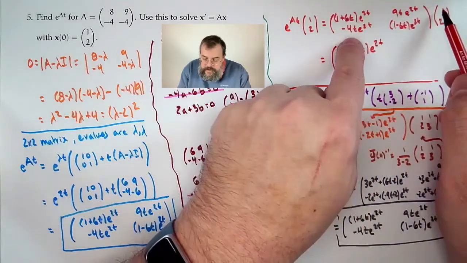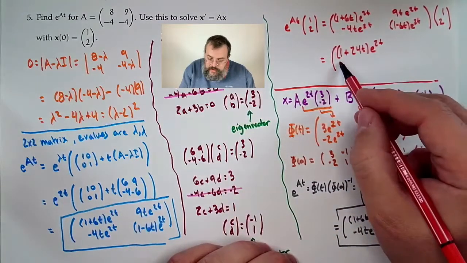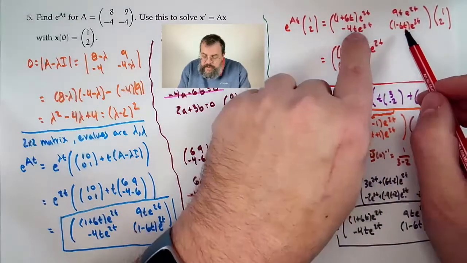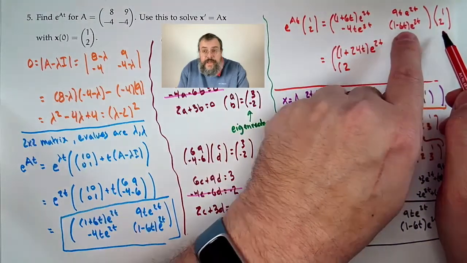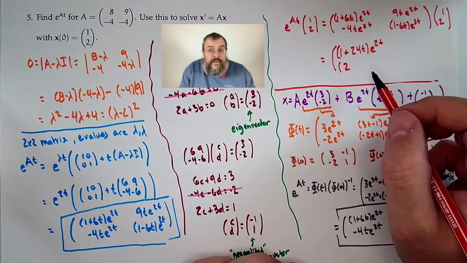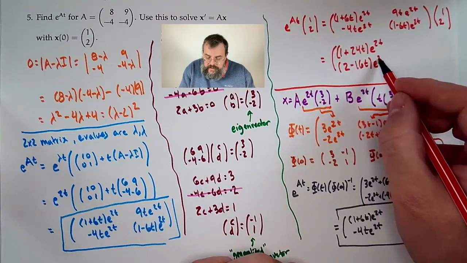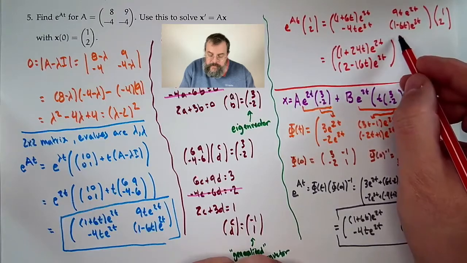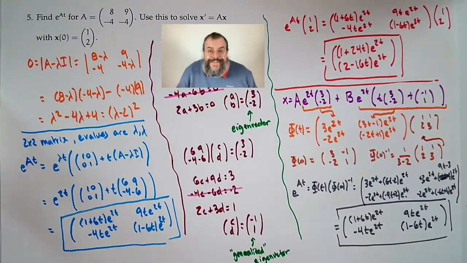And now we have one of these and two of those. So we'll have 2 and minus 4t minus 12t. Minus 4 minus 12 is minus 16. So minus 16t e to the 2t. And done. That's it. What a fun problem!